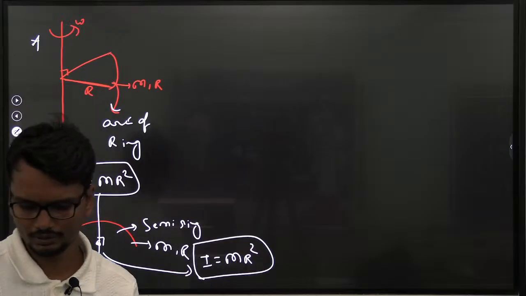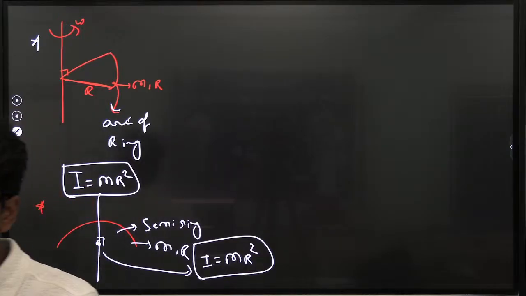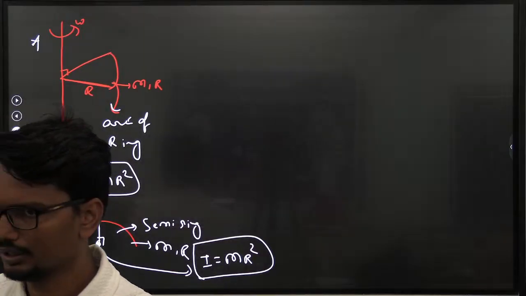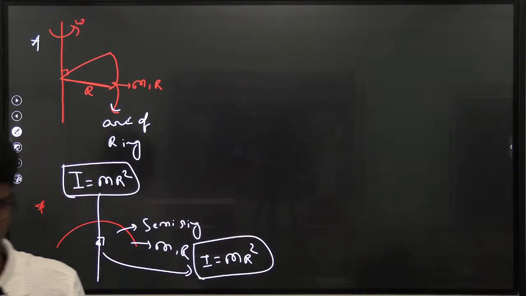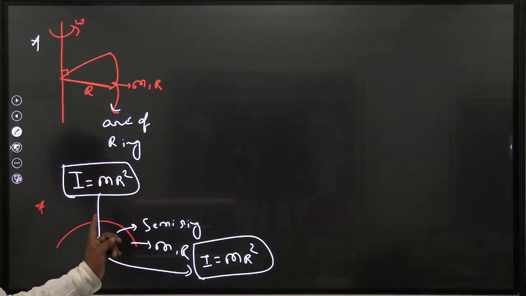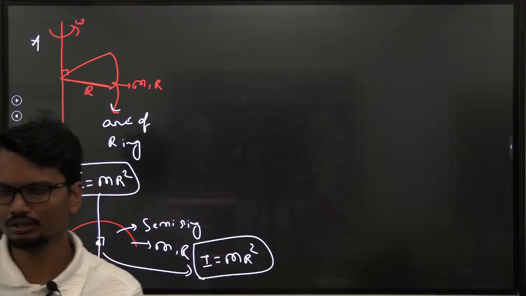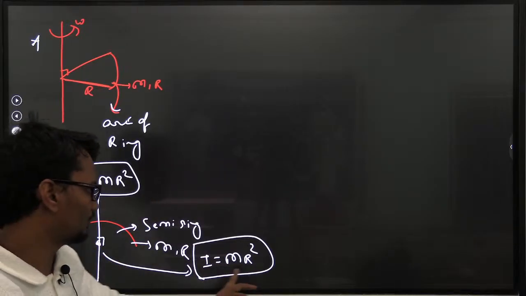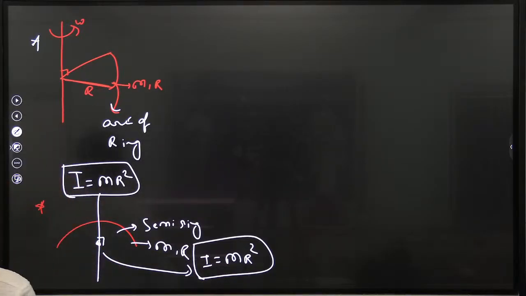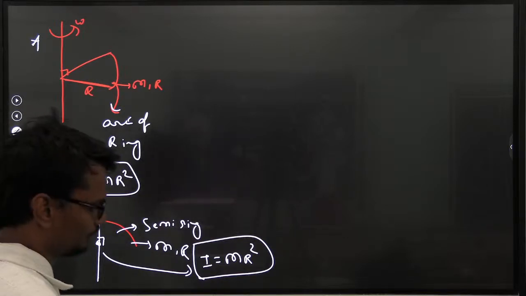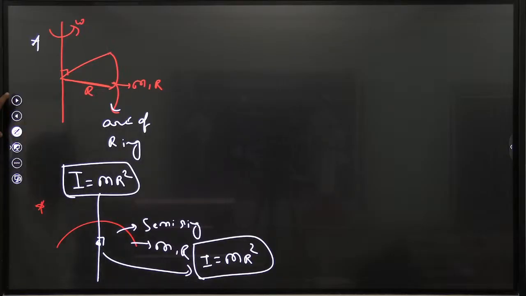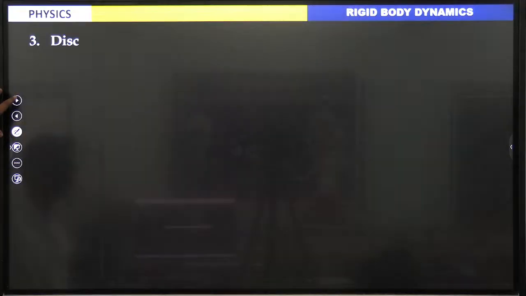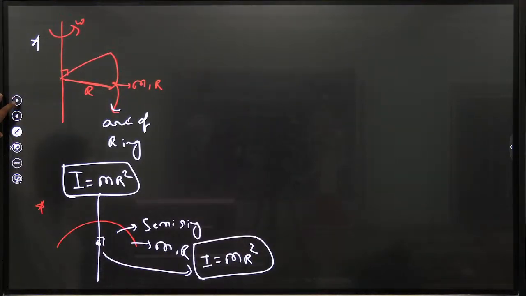This means that if the ring is complete, or the ring has some part given as an arc, or the semi ring, in every case the moment of inertia about the axis which is perpendicular to it is I equal to mr square. I think this is also clear to all of you. No, clear.